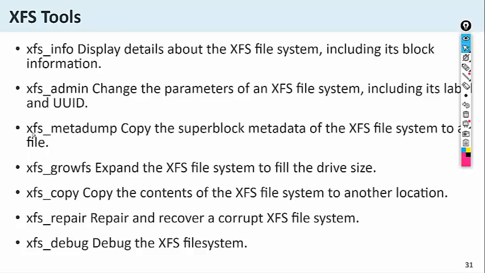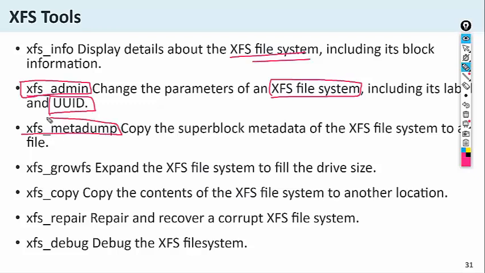If you have xfs running on your system, you can use the command xfs_info. This command is used for displaying detailed information about the xfs file system, and xfs_admin can be used to change the parameters of the xfs file system, including its label and unique identifier. And xfs_metadump, if you want to copy the dump data of the super blocks, only the metadata, because metadata is a different thing and data is different.